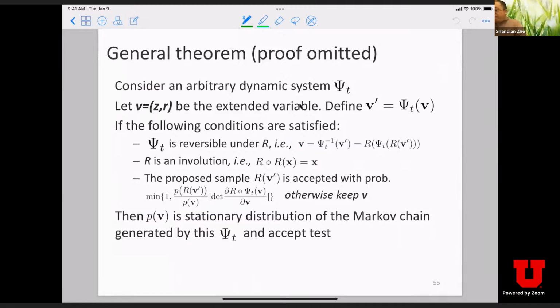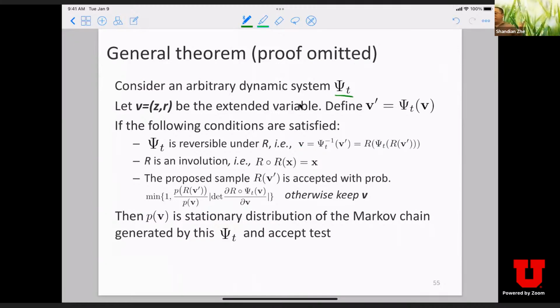This theorem is actually not only applicable to the Hamiltonian system. It applies to any dynamic system, for example the Lagrange system or any other systems. It tells you that in the same scenario, if you want to use some deterministic dynamic system through its evolution to generate a new proposal for your probabilistic model, how can you do that, and in which case it is valid. So we consider an arbitrary dynamics psi t.